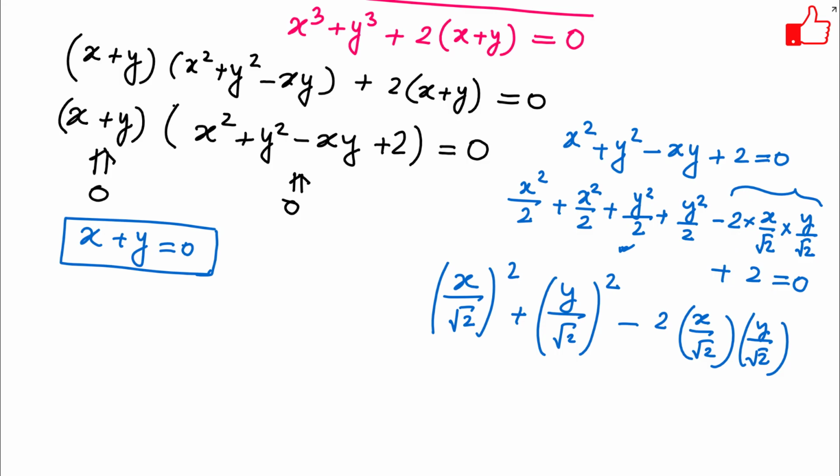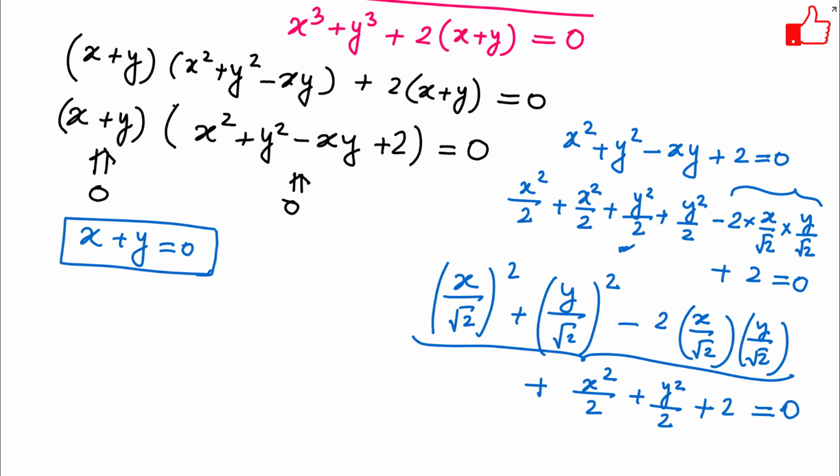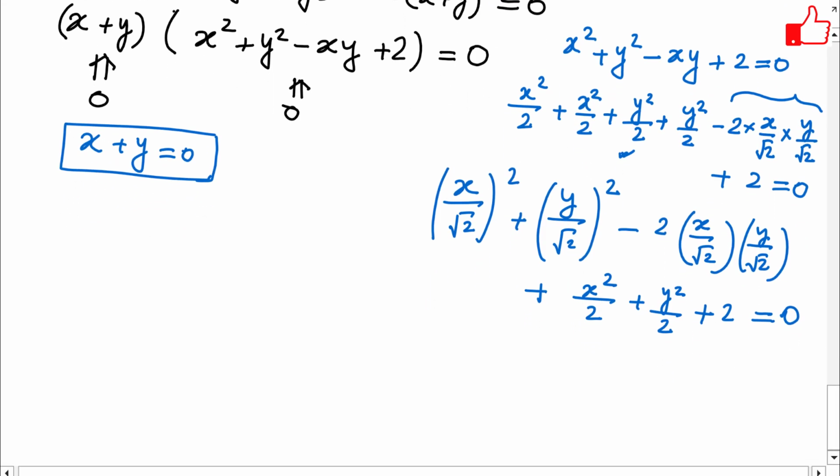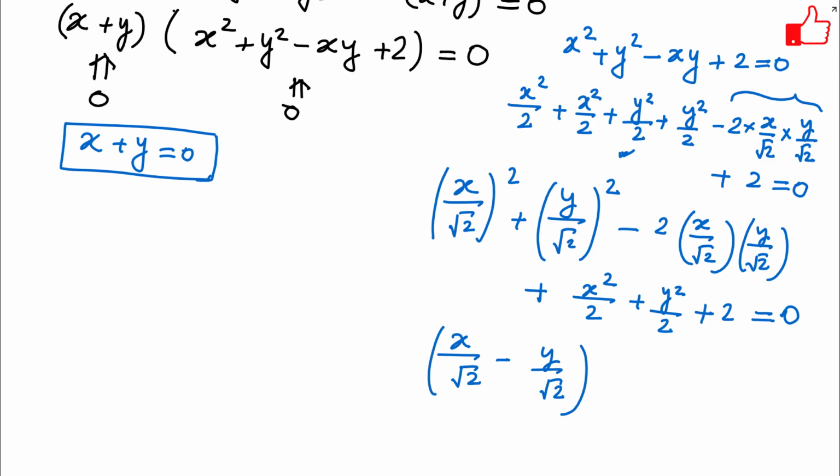So let us put these terms. We are left with x square by 2 plus y square by 2 plus 2, and this is equal to 0. Now see, this is nothing but a minus b whole square. So I can write x by root 2 minus y by root 2 whole square, and this plus x square by 2 plus y square by 2 plus 2 is equal to 0. Now this is a whole square of some number, so this is always greater than or equal to 0. It can be 0, but it can never be negative.